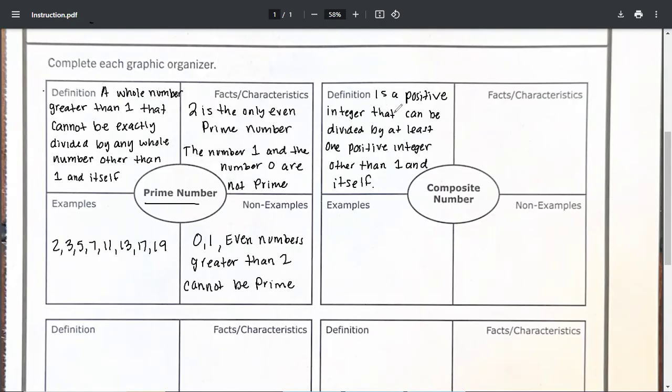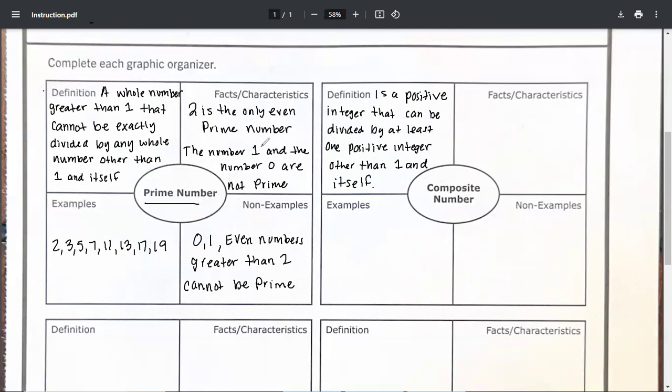Right? So like the number 4. 4 could be divided by 1, 4 divided by 1 is 4, and 4 could also be divided by 2, like 4 divided by 2 is 2. Or you could say 1 times 4 is 4 and 2 times 2 is 4. There are two different ways I could get that number 4, right? So 4 is a composite number.